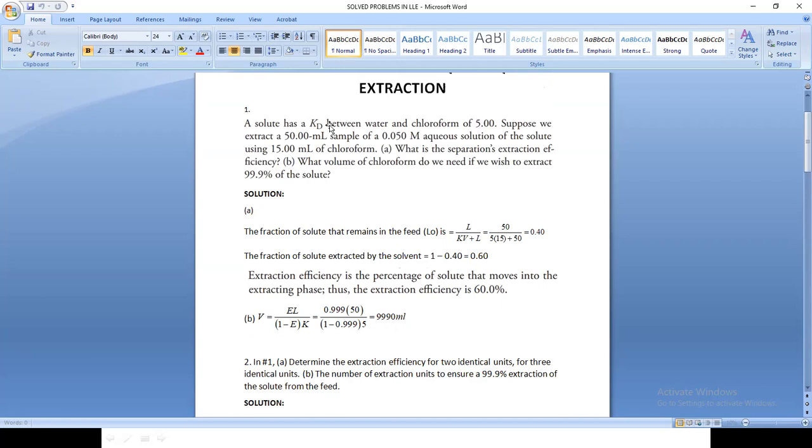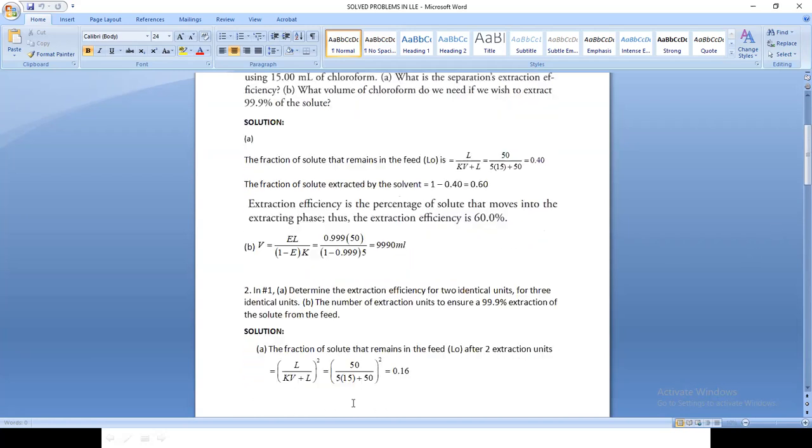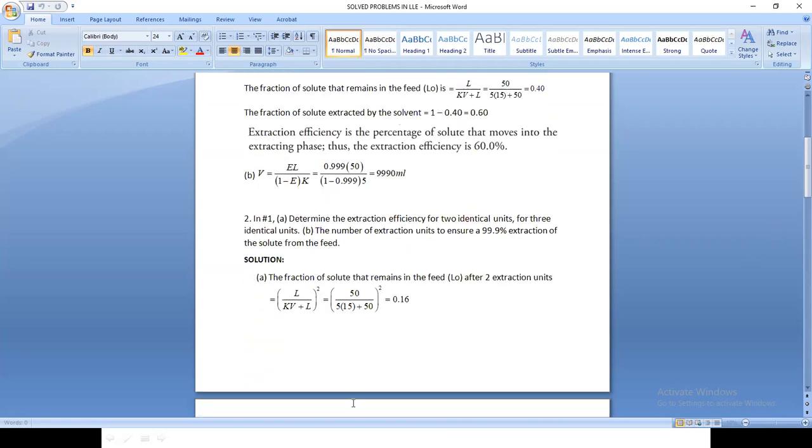That way we have finished already extraction, and you need only to listen to the recording of leaching and membrane separation. Not so much to worry about membrane separation because they are more on concepts, not much on computation. Okay, I'd like first to go back to the slide.